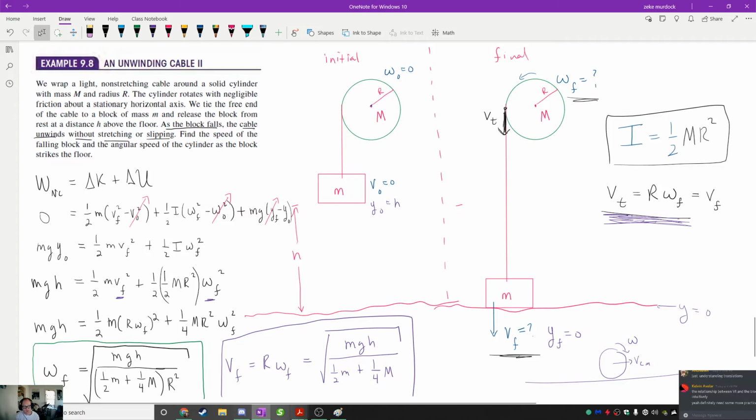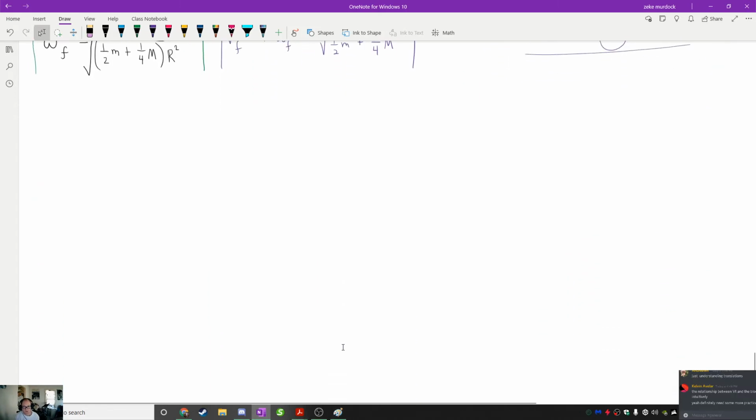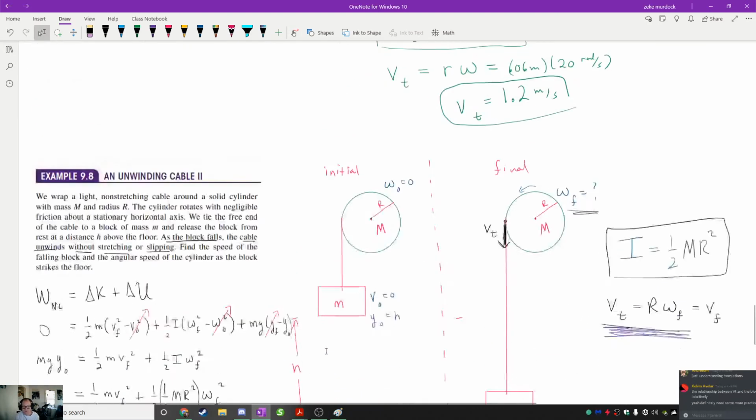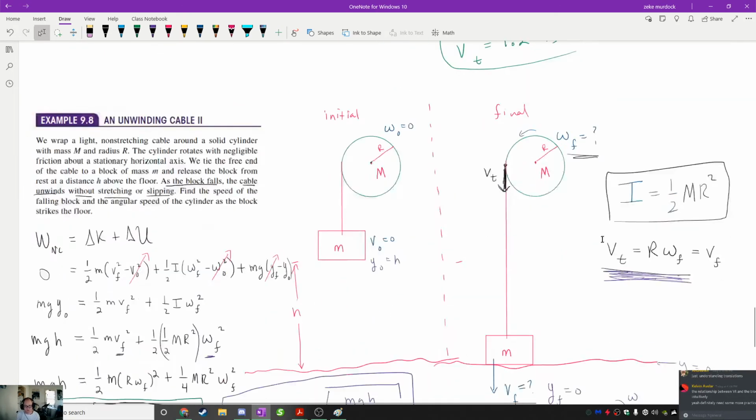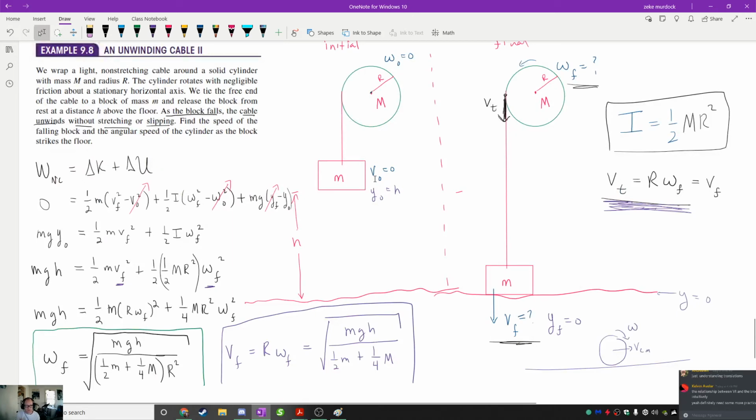So the next topic, and this will allow us to solve much more difficult problems. These problems are pretty simple, to be honest, but they do build, right? So this first one's pretty simple, 9.7 is pretty simple. It just teaches you how to use work with energy. Then this one adds in the idea that there's a connection between the tangential velocity and the rotational speed.